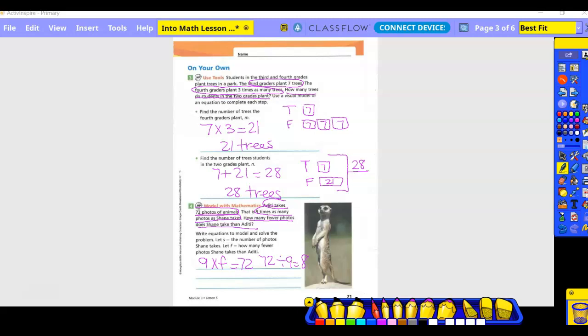Okay, so he takes 8, and they want to know how many fewer pictures, or the difference in the pictures. So now what am I going to do? Difference, we need to do what? Subtract, right? So we would take 72 minus 8 and get 64. So 64 photos.